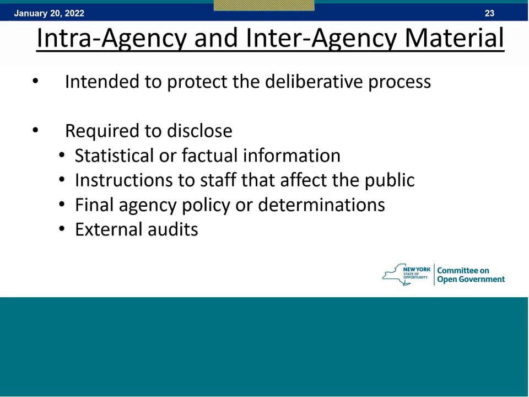Any of those exceptions to the exception, so to speak, must be disclosed unless another ground for denial can be asserted. So statistical or factual information needs to be disclosed, even if it's contained within interagency material. Instructions to staff that affect the public need to be disclosed, even if it's contained within interagency material. And again, any final agency policy or determination, even if it's only maintained internally within the government agency, still would need to be disclosed, absent other grounds for denial that can be asserted.